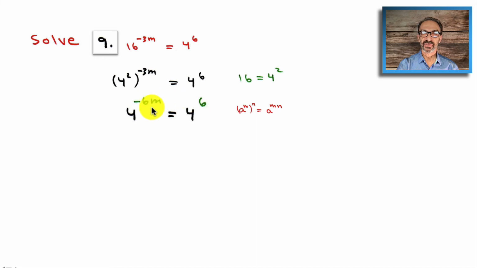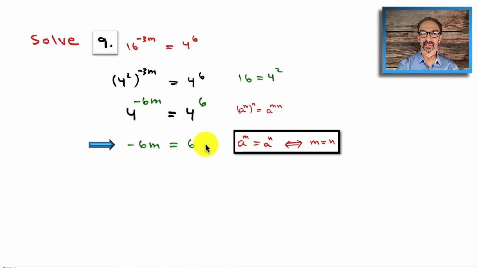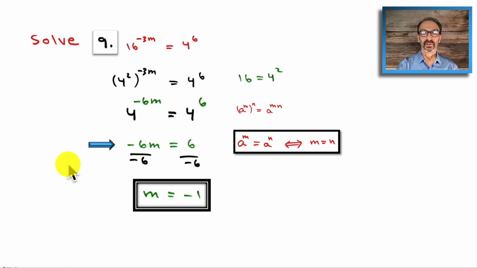I'm using different colors to highlight that and show you that now we're going to compare the exponents. Negative 6m equals 6. Divide by negative 6 to leave m alone. And we end up with negative 1. Our last example.